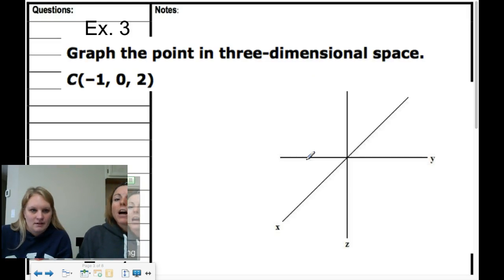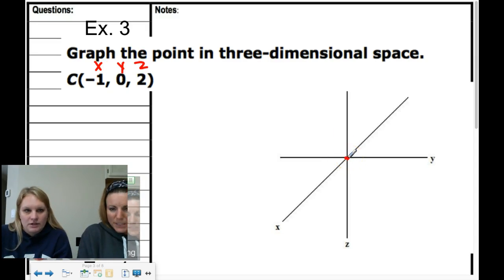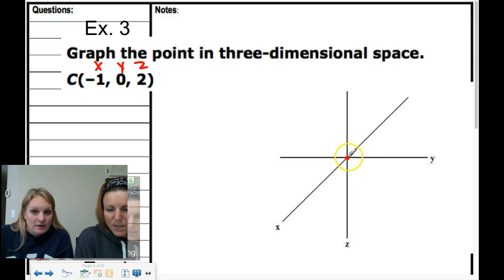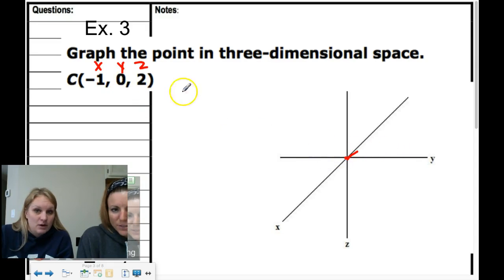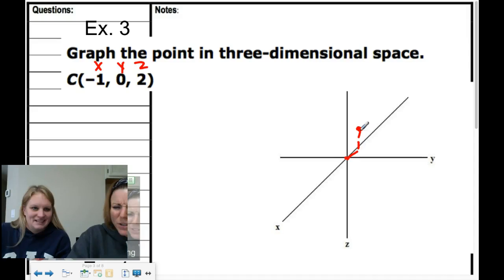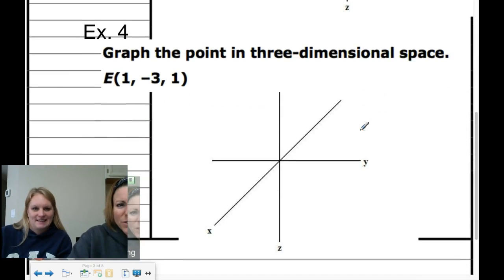Example 3. All right, same thing. X, Y, and Z. Okay, so I'm starting at my origin. I'm going back 1 now. I'm not going left or right this time, because it's 0. But I am going to go up 2. So 1, 2, and there's our point. That's all we're doing. That's pretty straightforward, isn't it? Okay, let's go down to example 4.